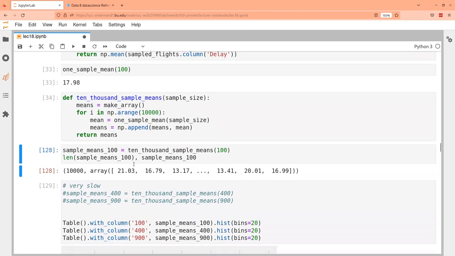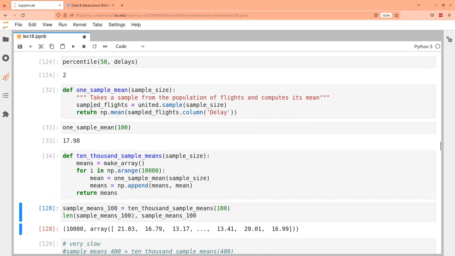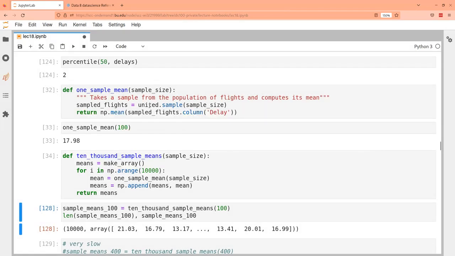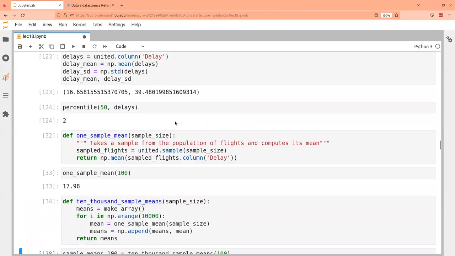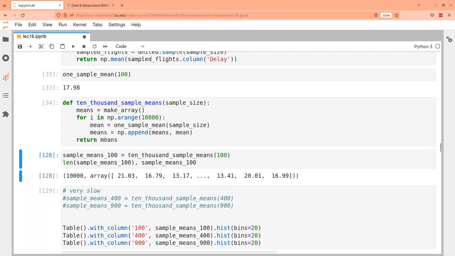And we take our sample size and we call this one sample mean, right? So in other words, we're going to take a sample of the whole United flight, but only of the sample size. We are only going to take 100, okay? And we have to do that 10,000 times to make it reasonable, okay?